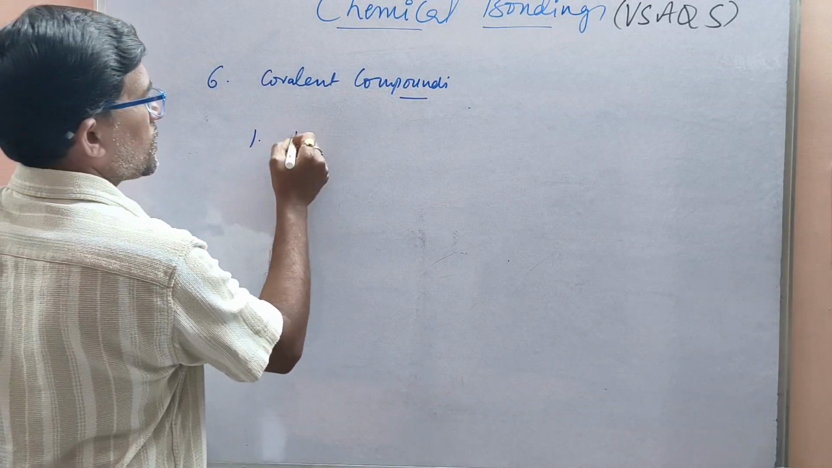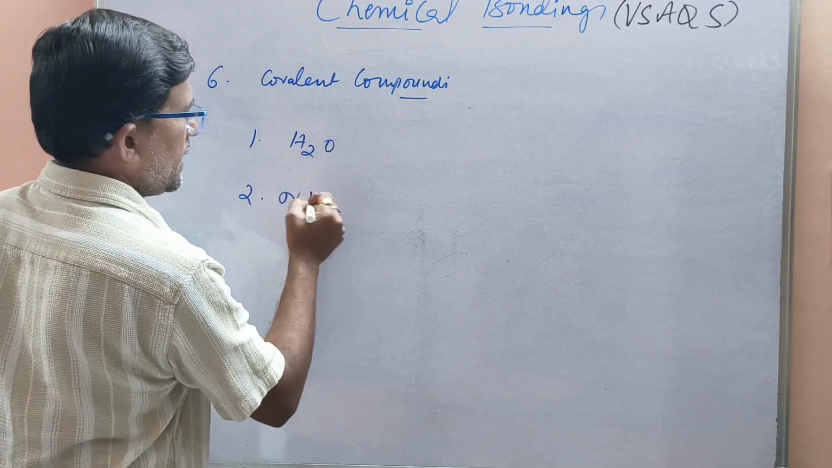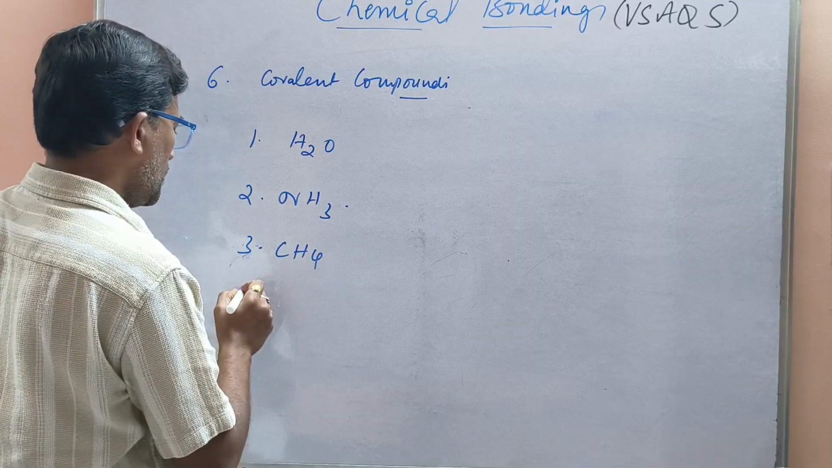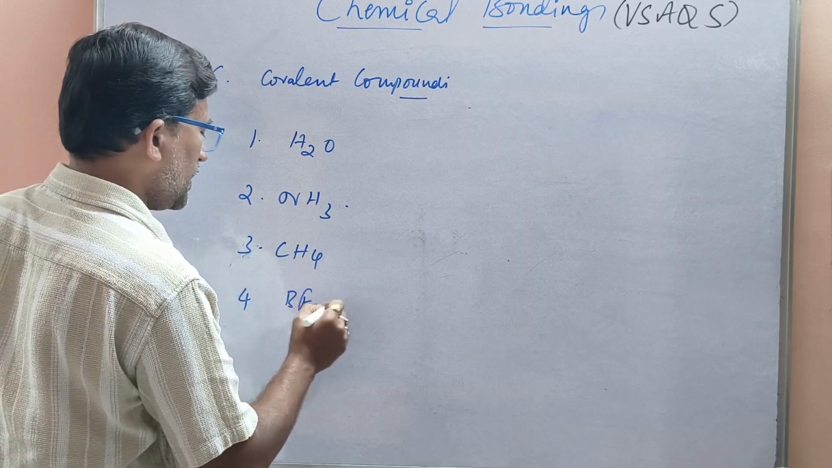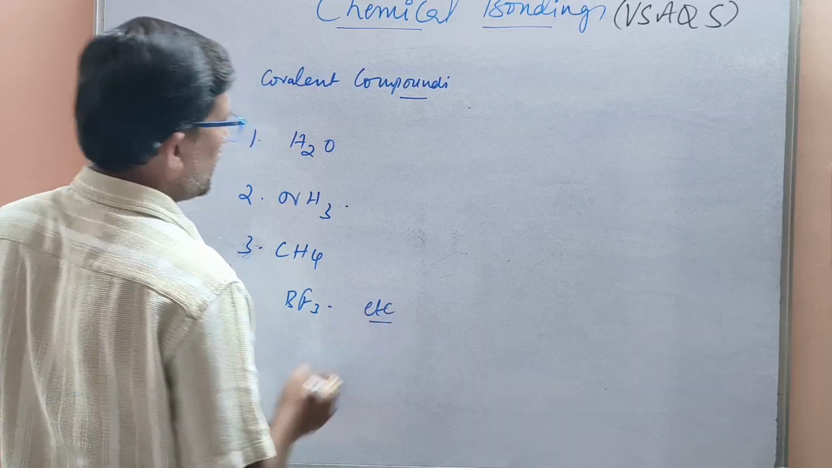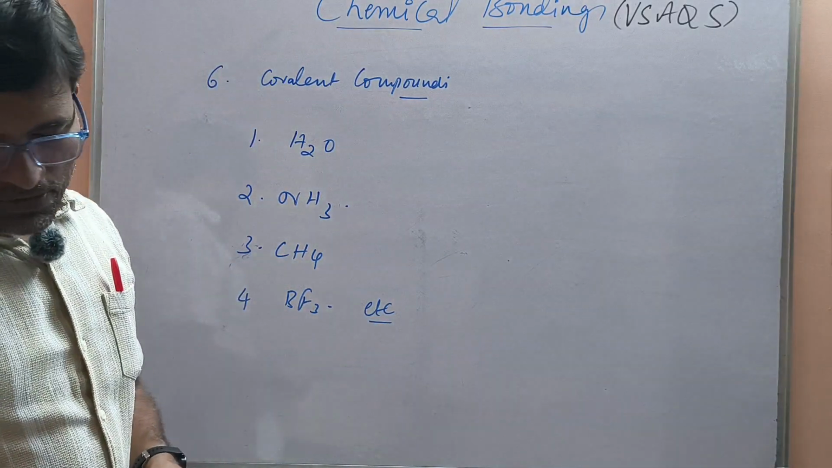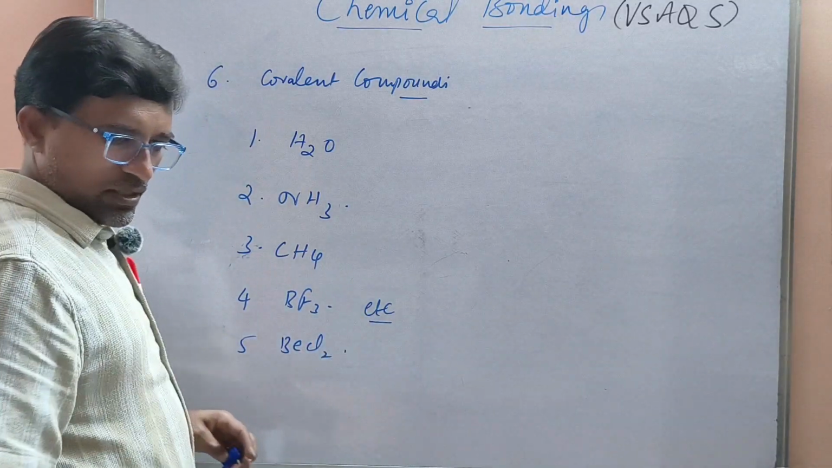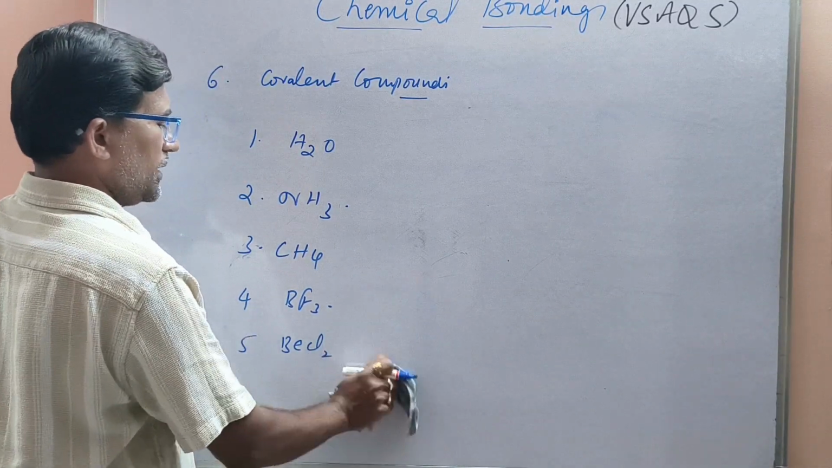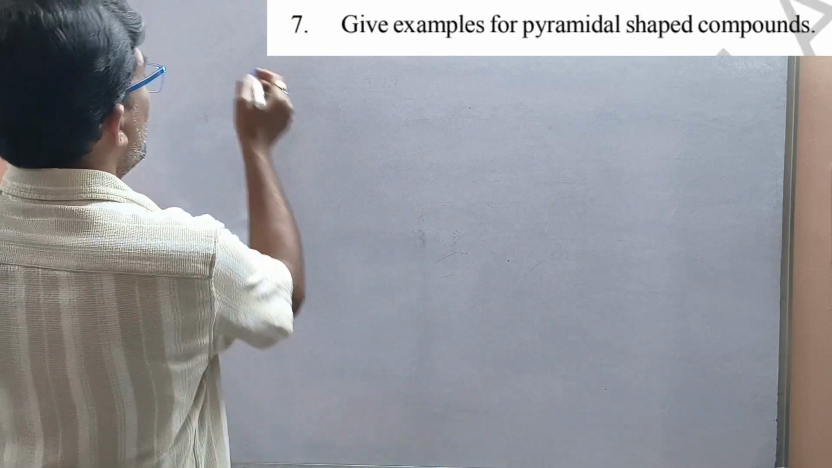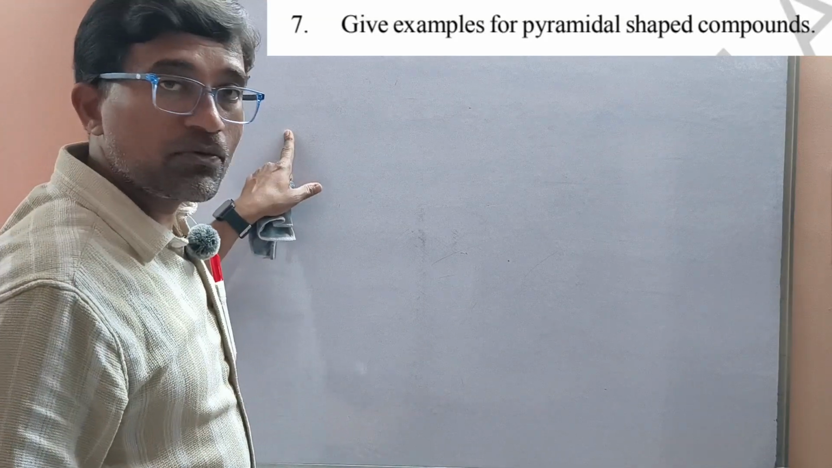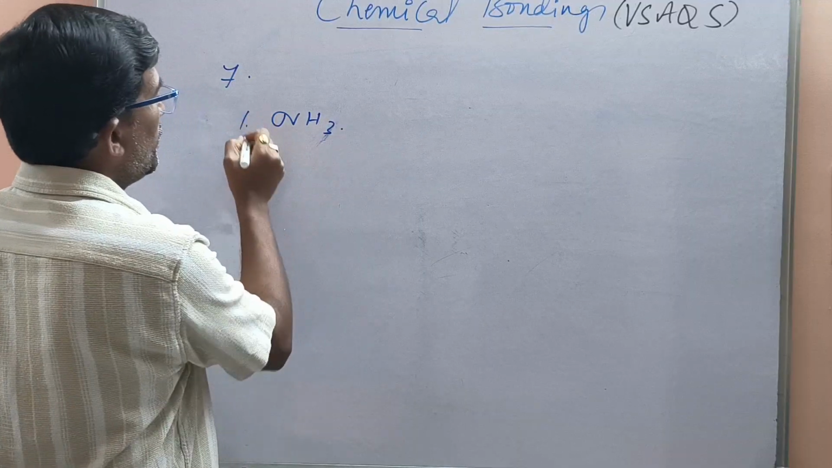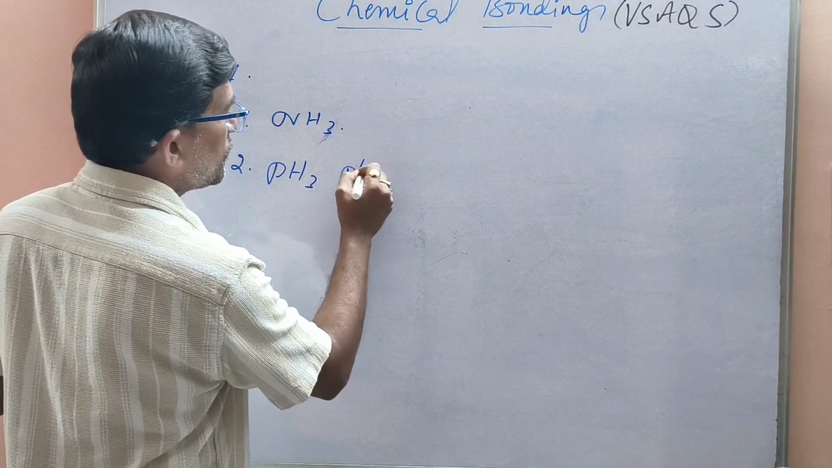In this, examples are H2O, NH3, third one is CH4, fourth one is BF3, etc. Many are there. So these are general examples. Then, if you want, you can write BeCl2. Many are there. Okay. So these are the examples of covalent compounds. Seventh question is give examples of pyramidal shaped compounds. In that, the best example is NH3, ammonia, PH3, nothing but phosphine.